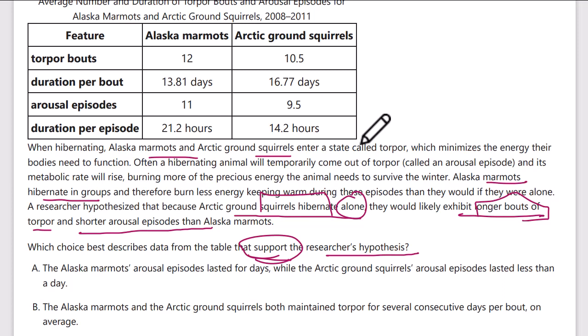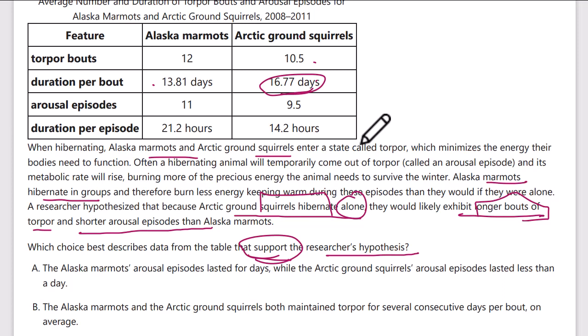The squirrels have less torpor bouts, but are they longer? Their duration is 16, and that's compared to 13 for the marmots. And that would be longer bouts of torpor, yes.